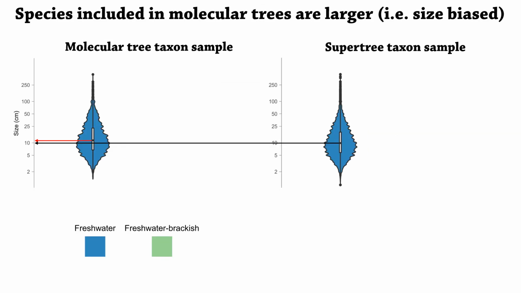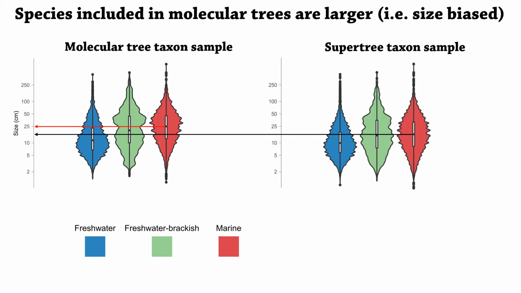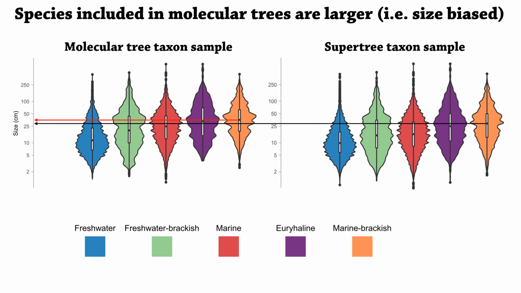Well, the bottom line is that taxa in molecular trees are biased towards larger size in every habitat. Here you can see the molecular tree taxon sample. The red line points to the median, and it's larger than the black line. That's the supertree taxon sample. And it's the same for every habitat. Freshwater brackish, marine, there's a big gap, euryhaline, and marine brackish. And so these may look relatively subtle, but they influence downstream results.